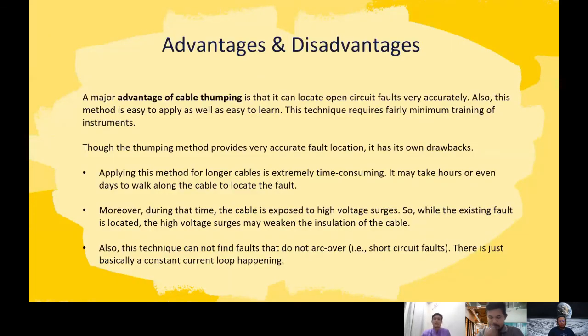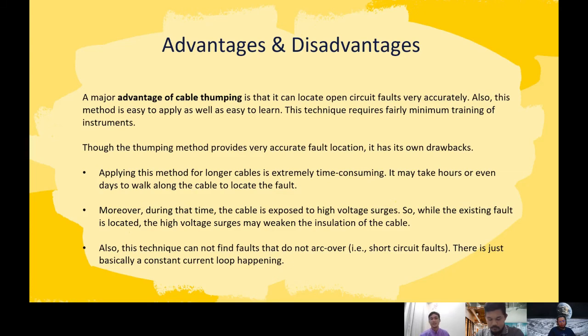A major advantage of cable thumping is that it can locate open circuit faults very accurately. Also, this method is easy to apply as well as easy to learn. This technique requires fairly minimum training of its instrument, such as safety training on how to properly handle the instrument, how to properly make connections, and how to set the various controls. Though the thumping method provides very accurate fault location, it has its own drawbacks.